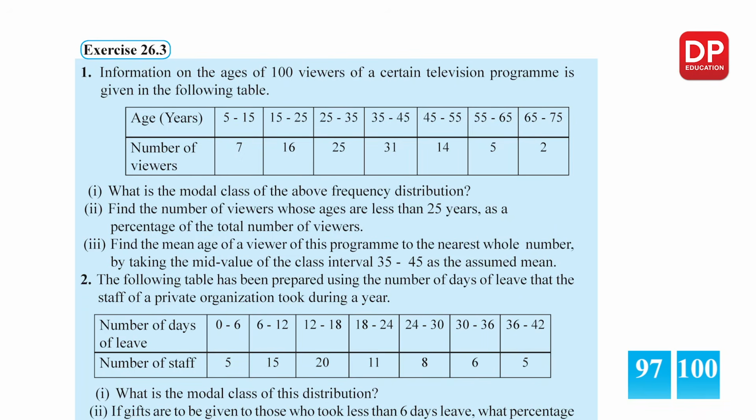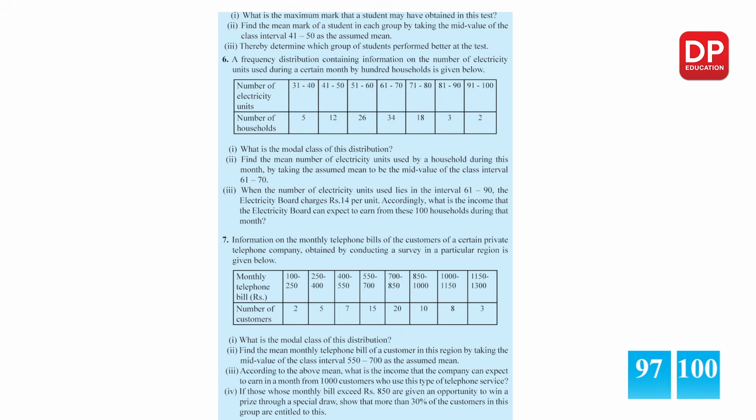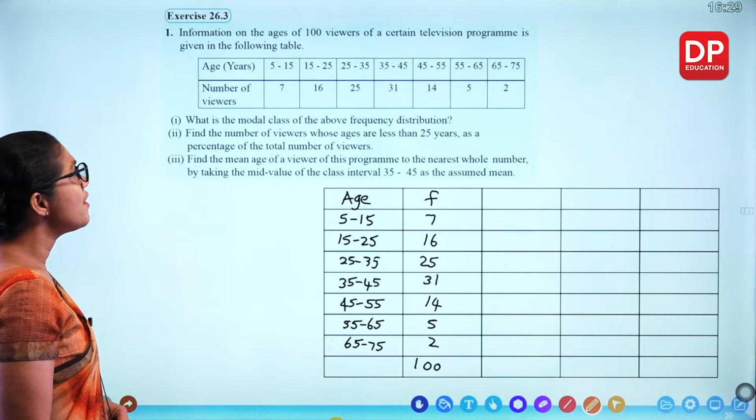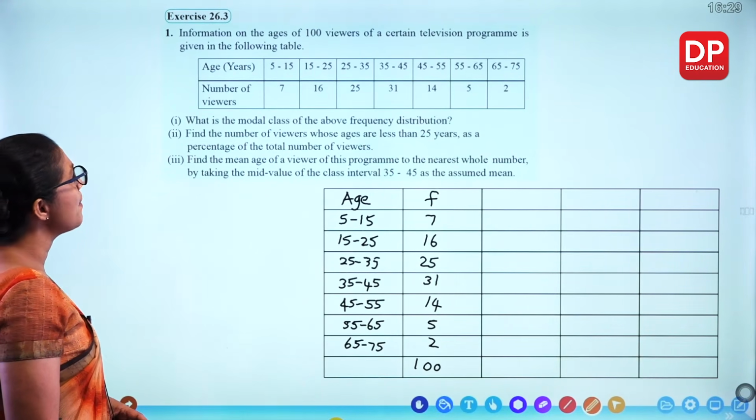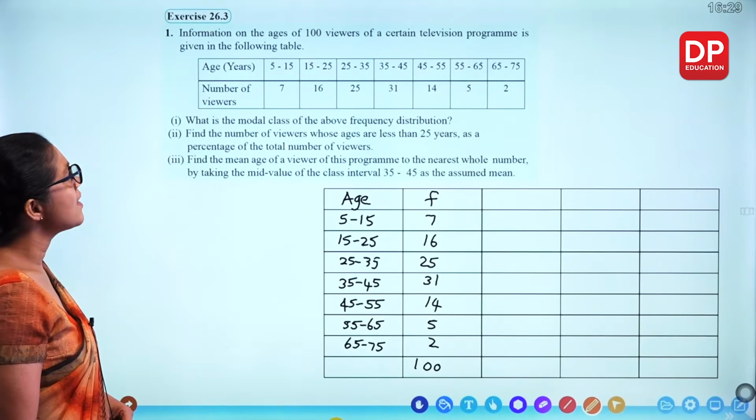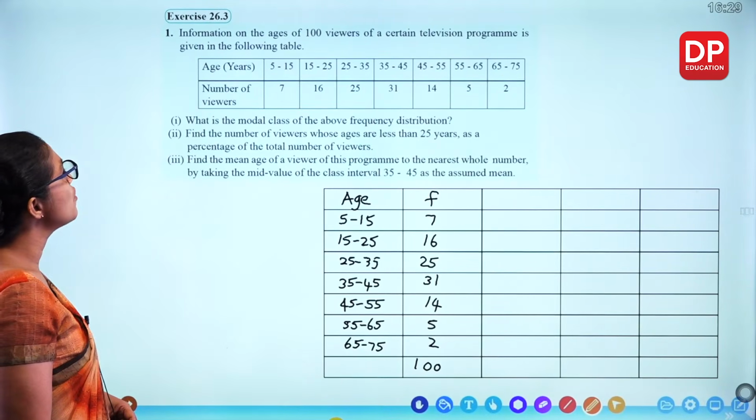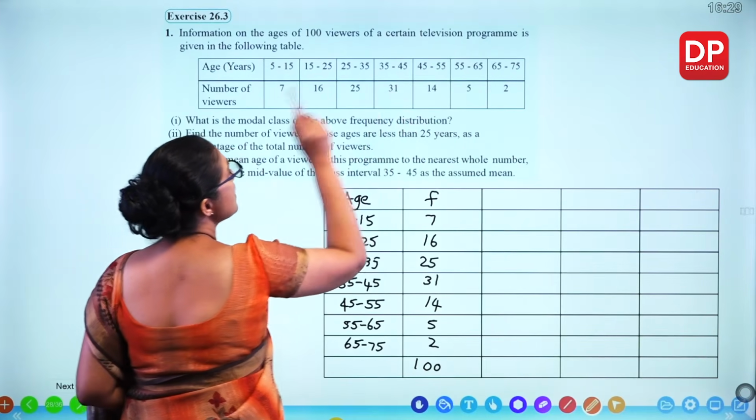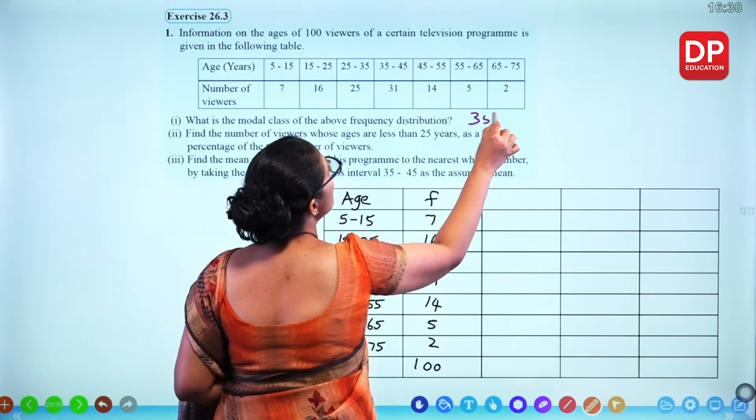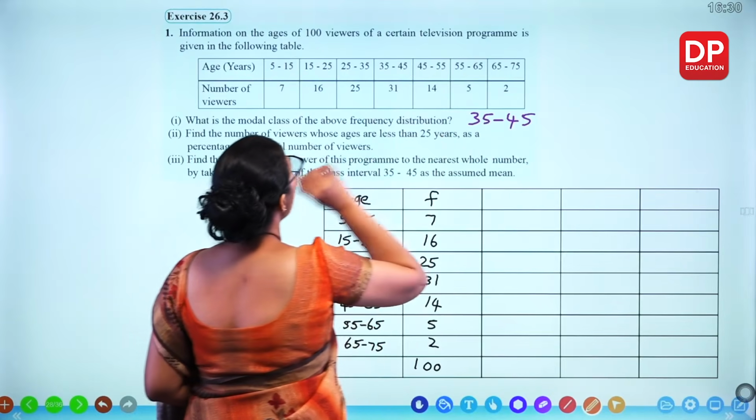Exercise 26.3. Information on the ages of 100 viewers of a certain television program is given in the following table. What is the modal class of the above frequency distribution? One which has the highest frequency. So that's 35 to 45.